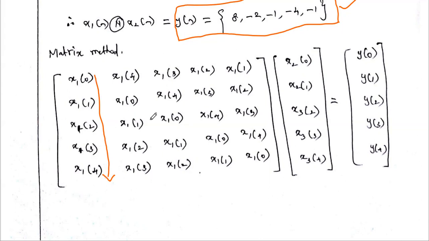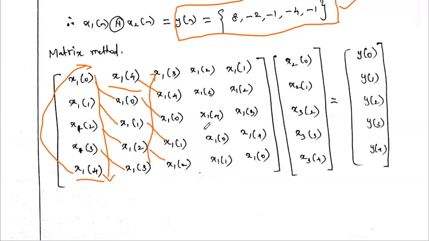In the second column, the last data of the first column goes to the first position, so x1 of 4 comes here. After that you write the remaining data: x1 of 0 comes here, x1 of 1 here. That is one shift. Similarly, in the third column, the last data of the second column is shifted to the first position, and you just rotate the values.